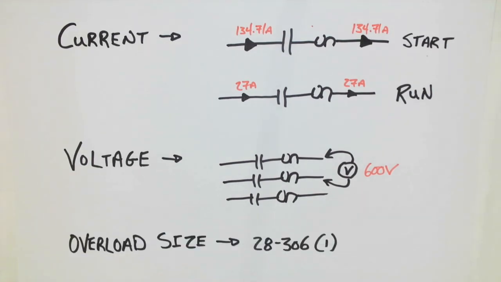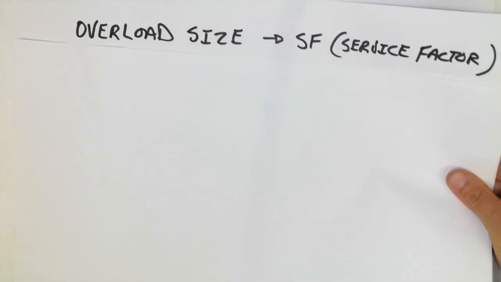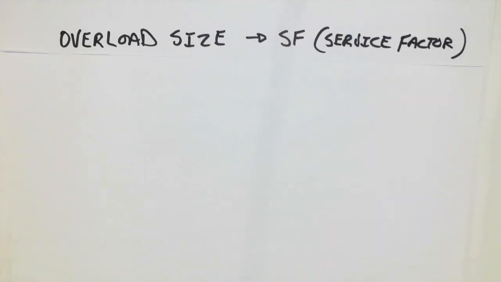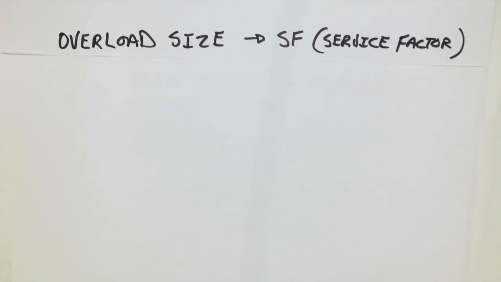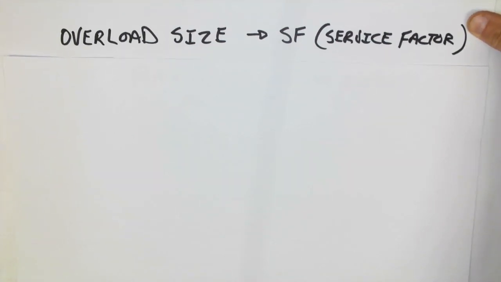And finally, the overload size. Now, the overload size is based on a rule in 28-306 subrule 1, and we need to know what the service factor is. So take a reference to that rule in your codebook, and then we will go through the process. So the overload size is dependent on the service factor. And when we read in 28-306 subrule 1, it is based on the service factor being 1.15 or greater for one multiplier or less than 1.15 for another multiplier.